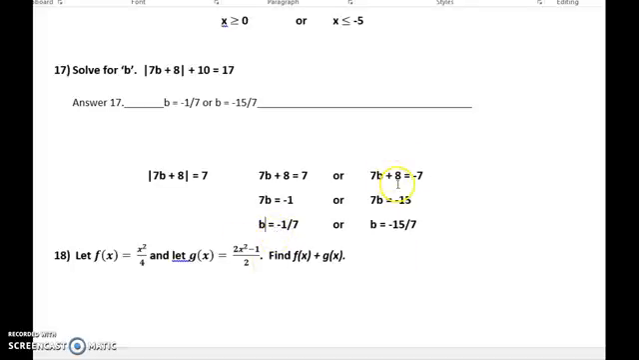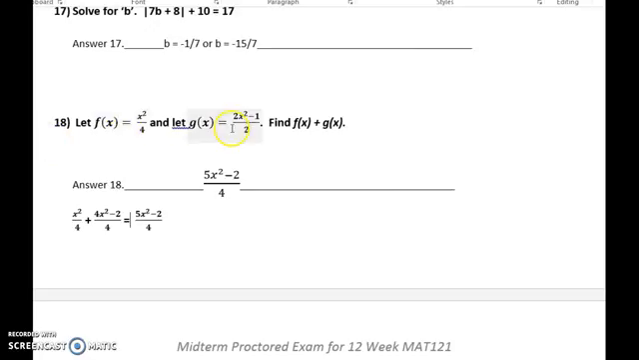And the other one, subtract 8 from both sides. And divide both sides by 7. And here's the other option for B. So B can be either one of those values, and it'll make this equation true. For number 18, we have two functions. We're going to add them together.